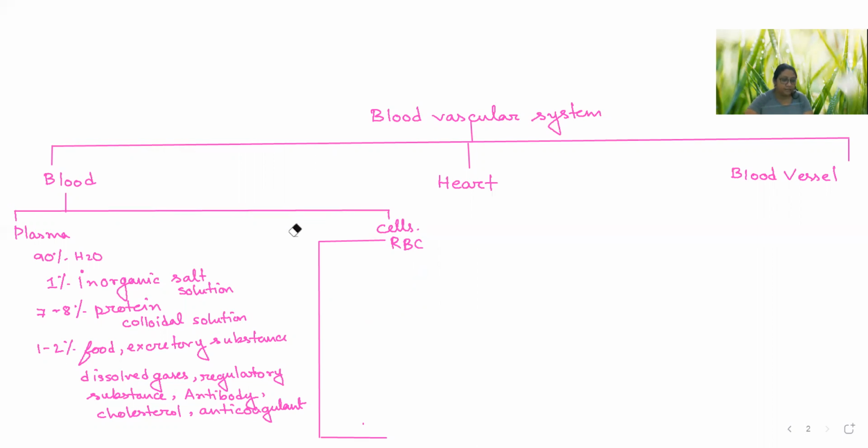So their size is approximately 7 to 8 micrometer, and the lifespan of RBC is approximately how many days? 120. 120 days. Okay.